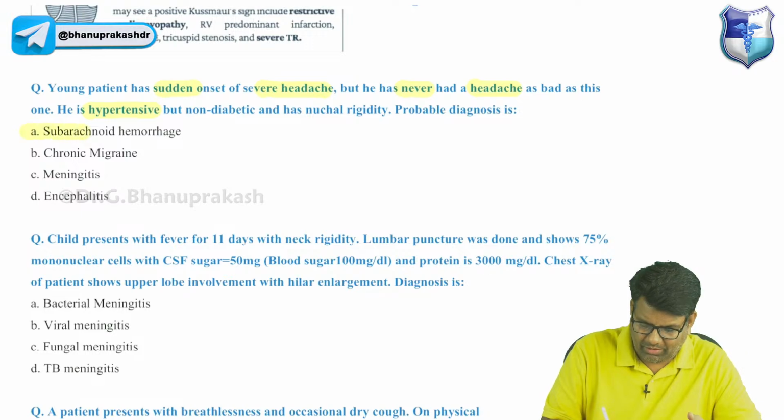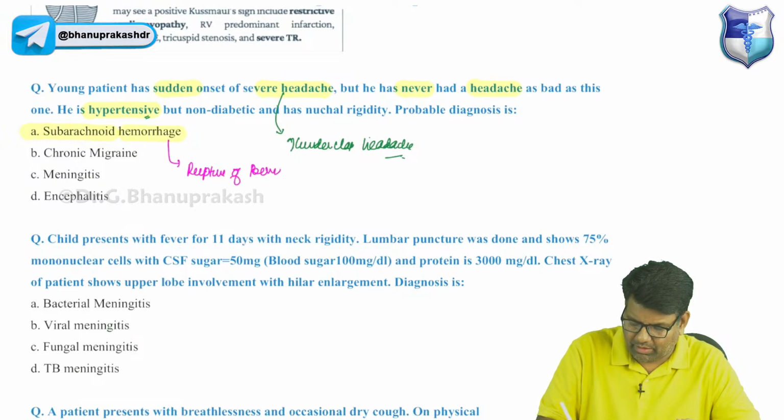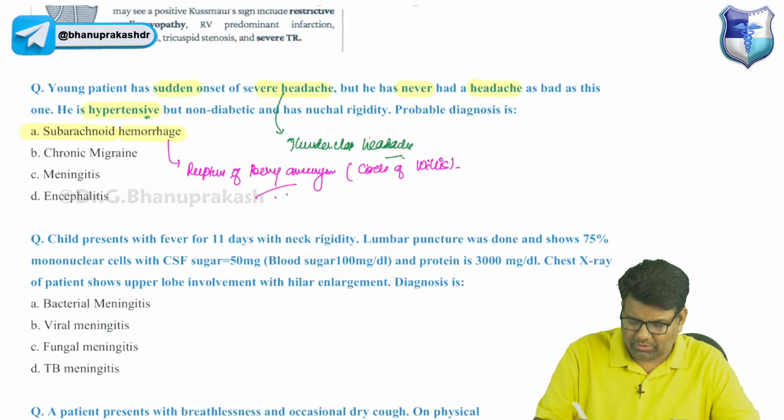All of you are absolutely right. This is subarachnoid hemorrhage, and this classical presentation is actually thunderclap. So there is hypertension also, and this subarachnoid hemorrhage is usually because of rupture of an aneurysm in the circle of Willis. Okay? This is subarachnoid.